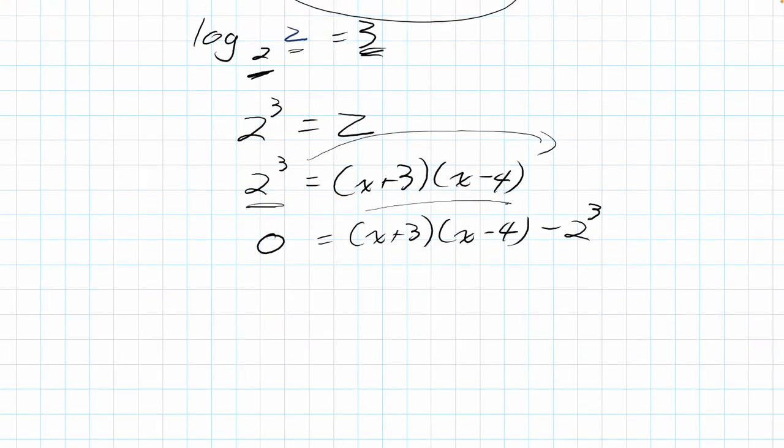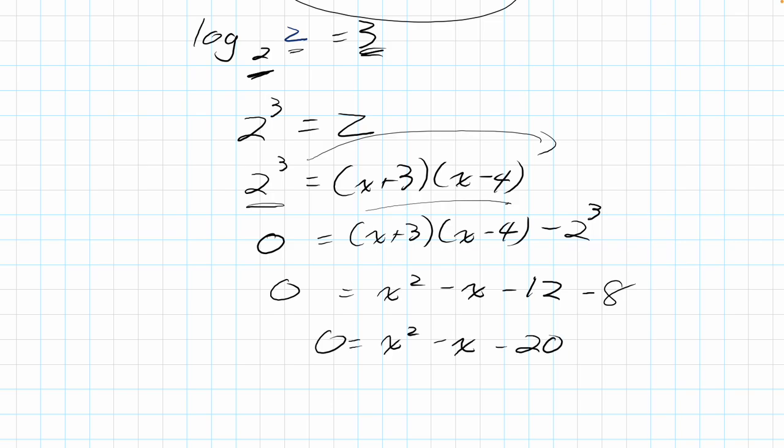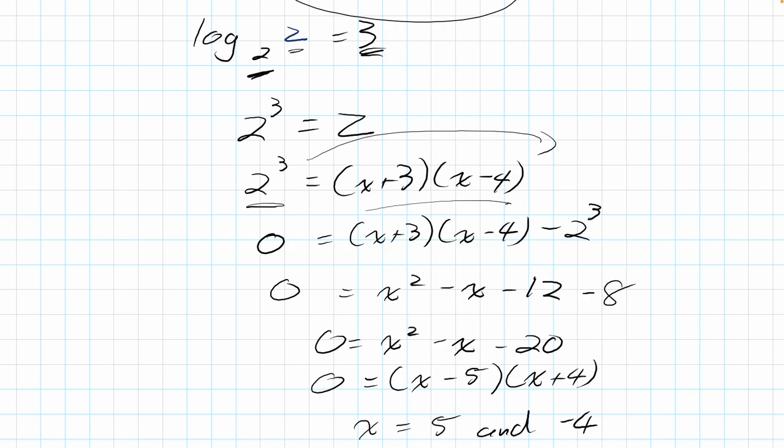At this point, I've moved everything. Now we're just essentially working with our quadratic. What do we get? X squared, not plus, I think it's minus x, minus 12 minus 8. So we get x squared minus x minus 20. I'm going to say x minus 5 times x plus 4, and we end up with x is equal to 5 and negative 4 as potential answers.